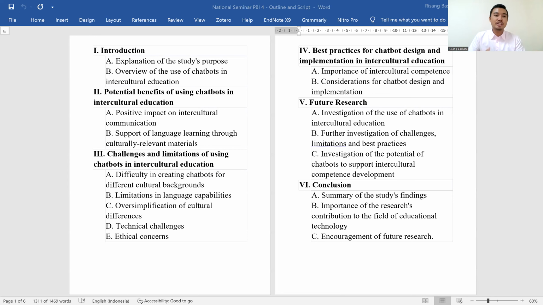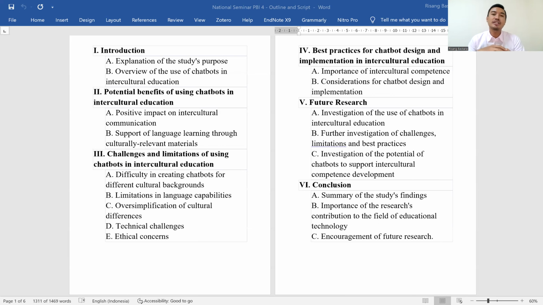The design and implementation of chatbots require careful consideration of intercultural competence, as chatbot must be able to communicate and interact effectively with people from different cultural backgrounds. There are also limitations in the language capabilities of chatbots, which can somehow oversimplify cultural differences and lead to misunderstanding. Furthermore, there are technical challenges that must be overcome to ensure that the chatbot is reliable and user-friendly, and there are also ethical concerns that must be addressed.